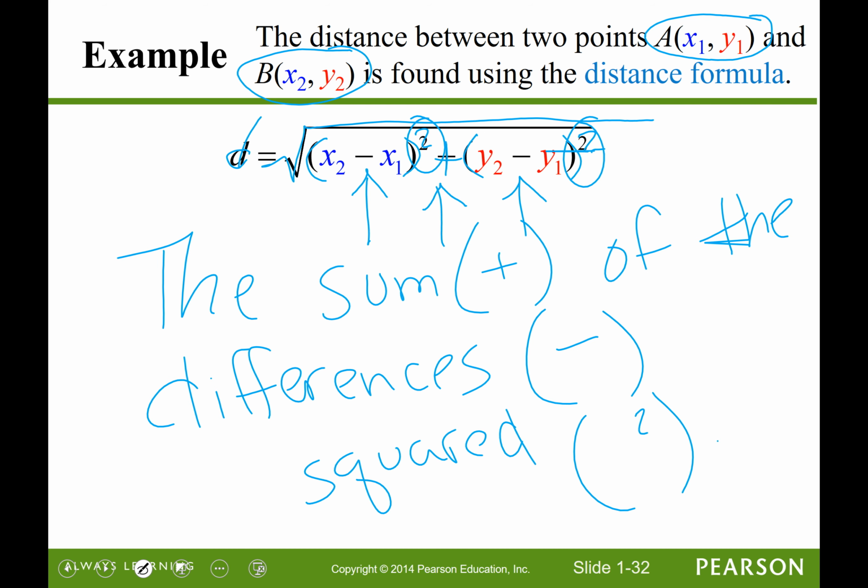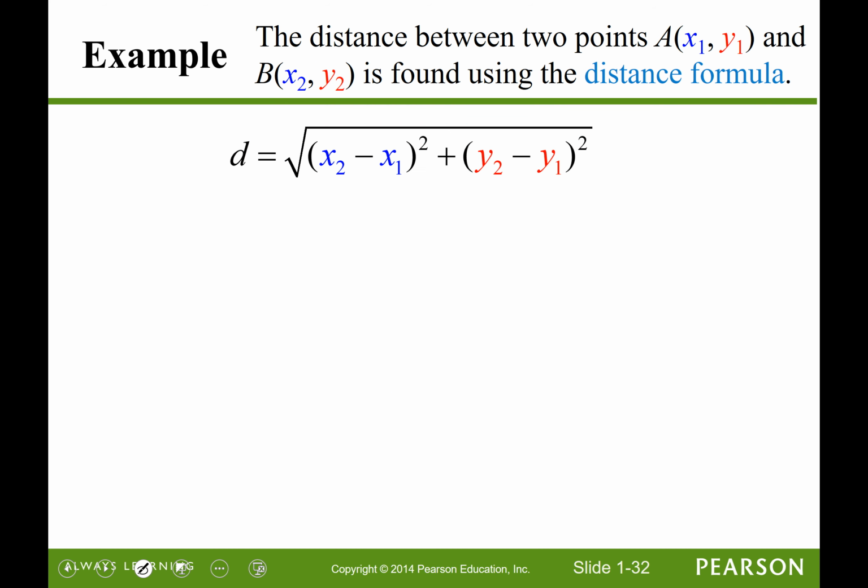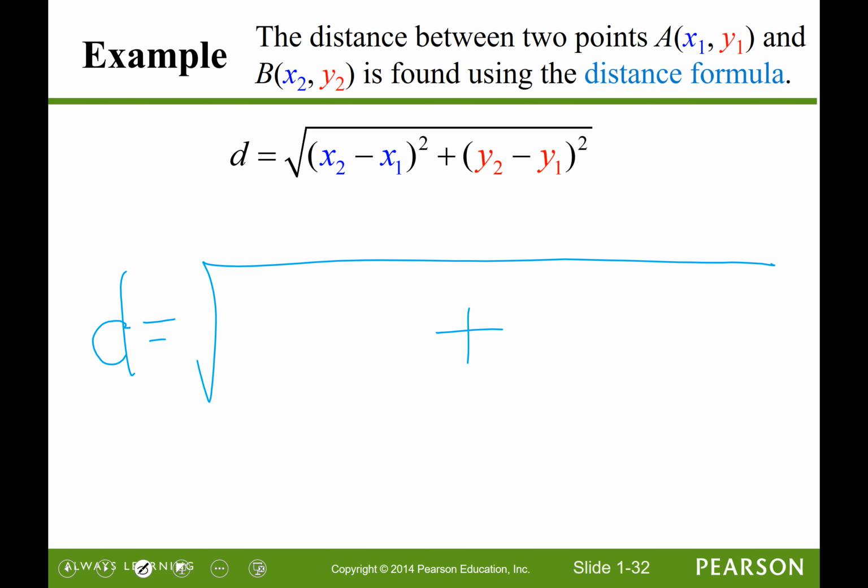I'm going to erase that scratch work, and I'm going to show you how that works one more time. So whenever I am applying the distance formula, I like to go distance equals and the huge square root, and then I say that little rhyme to myself. The sum of the differences squared.